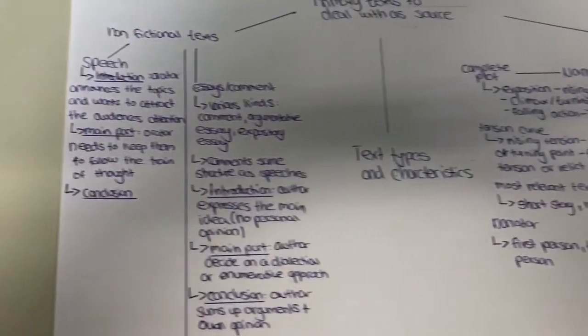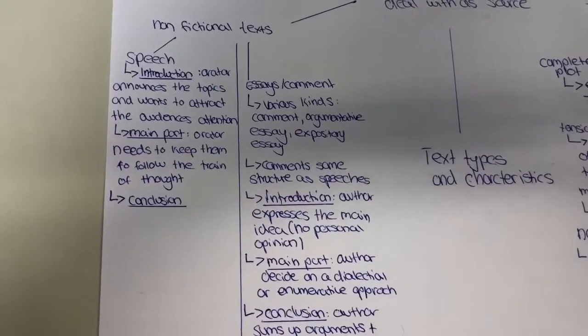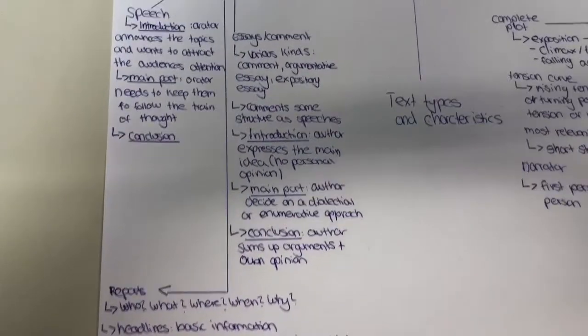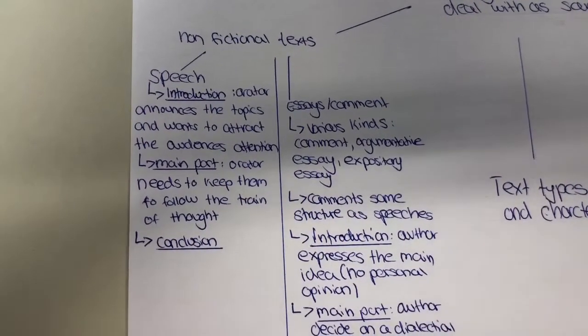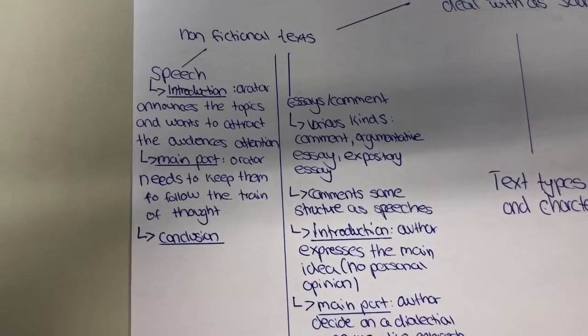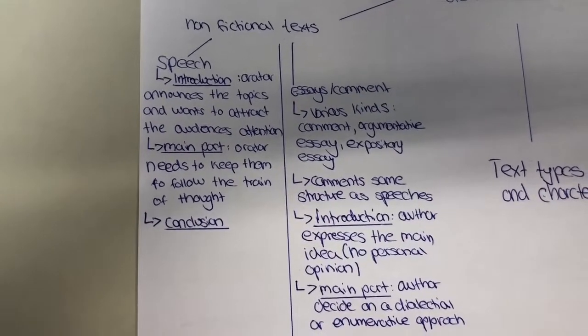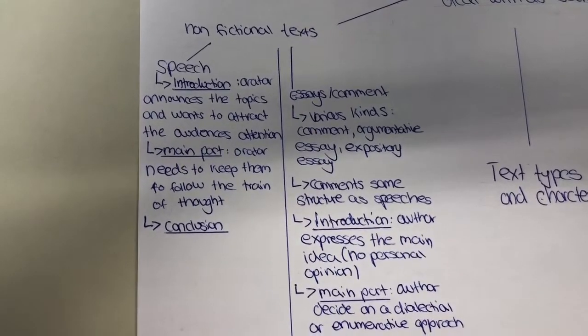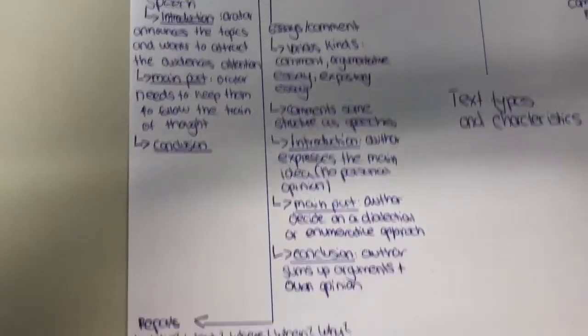The second big group of primary text to deal with as a source are non-fictional texts, which includes speeches, reports, and essays. In the introduction of a speech, the orator announces the topic and wants to attract the reader's attention. In the main part, he or she needs the audience to follow the train of thought and tries to keep the speech as interesting as possible. At the end, he will draw a little conclusion.